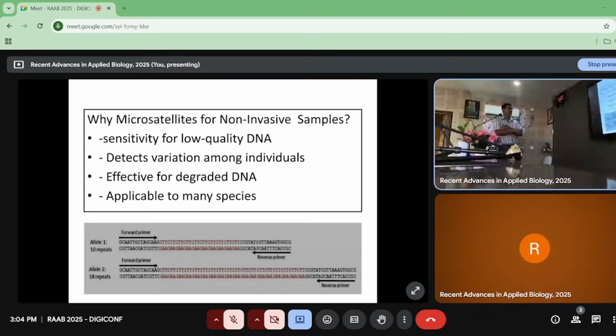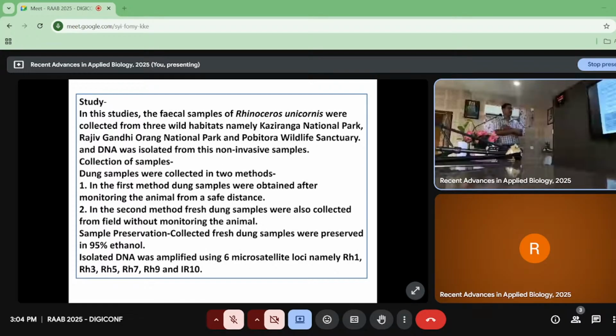By examining the number of repetitions, we can differentiate an animal. Animal means individual. These are two individuals from the same species, but in one the allele is repeated 10 times, whereas in the second the allele is repeated 18 times. In this way, we can find out the variation among the individuals of a particular species. So I have experimental evidence regarding the microsatellite markers.